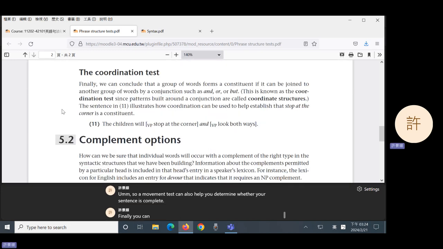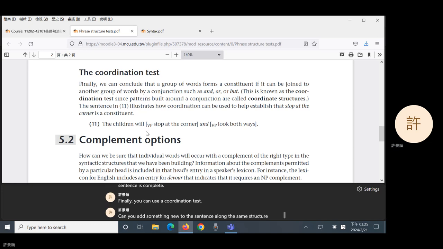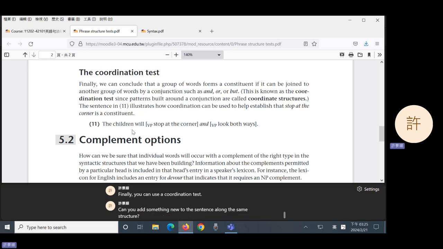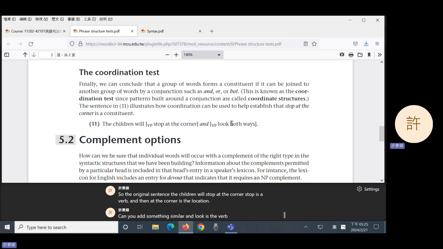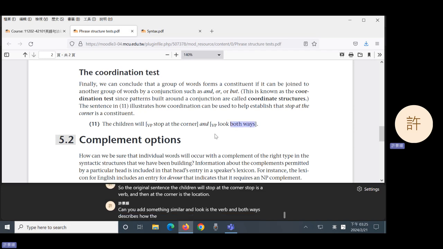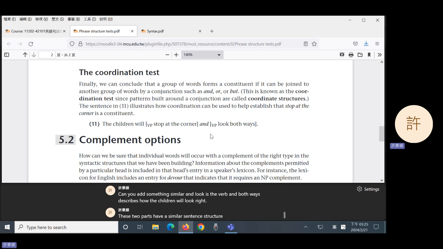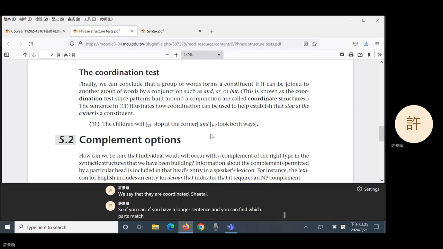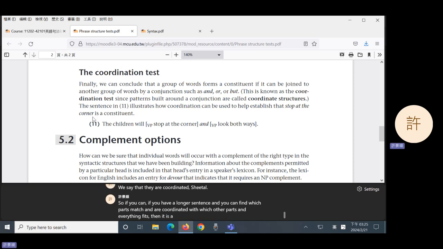Finally, you can use a coordination test. Can you add something new to the sentence along the same structure? So the original sentence, the children will stop at the corner. Stop is a verb, and then at the corner is the location. Can you add something similar? And look is the verb, and both ways describes how the children will look. These two parts have a similar sentence structure. We say that they are coordinated, 协调. So if you have a longer sentence and you can find which parts match and are coordinated with which other parts and everything fits, then it is a complete sentence.